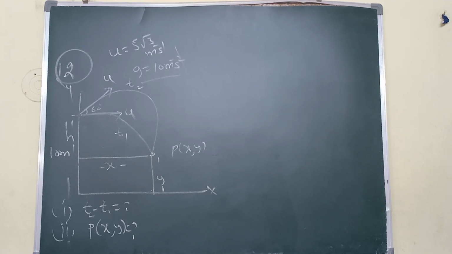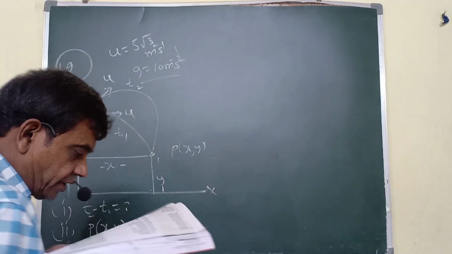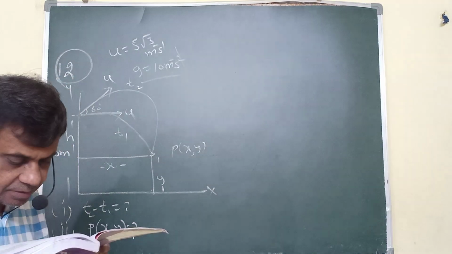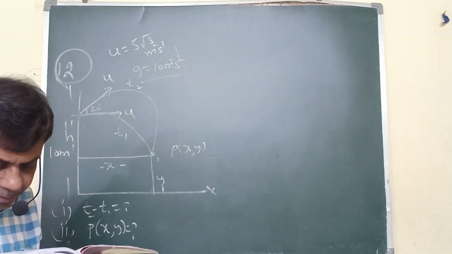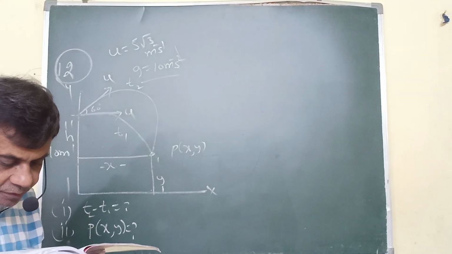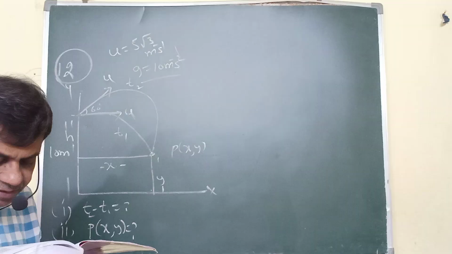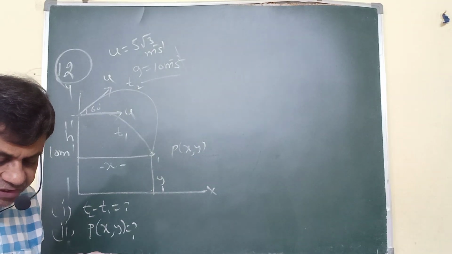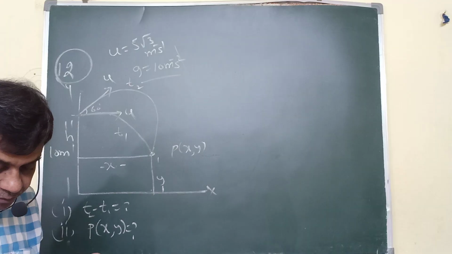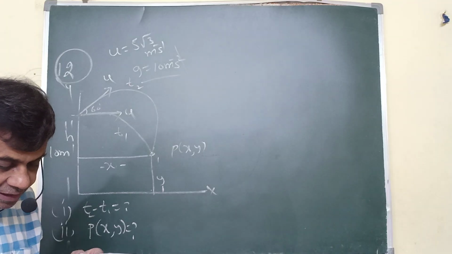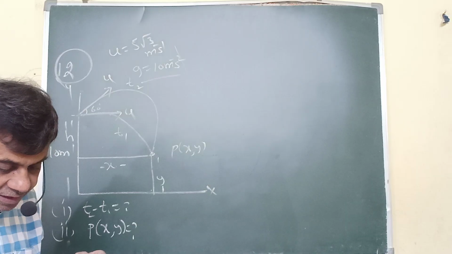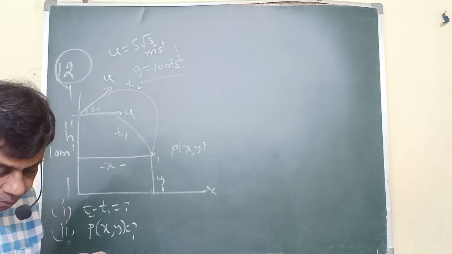Now, question number 12. Two guns situated on the top of a hill of height 10 meters fire one shot each with the speed of 5√3 meter per second at some interval of time. One gun fires horizontally and the other one fires upwards at an angle of 60 degrees with the horizontal. The shots collide in the air at a point P. Then find the time interval between the firings and also the coordinate of the point P.